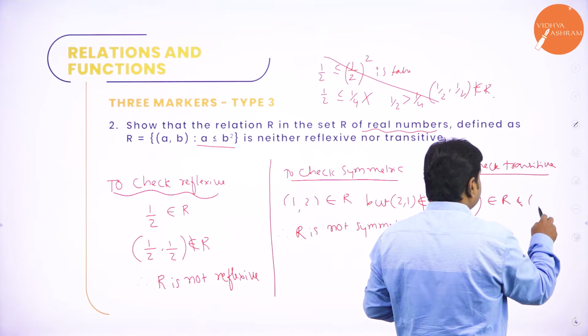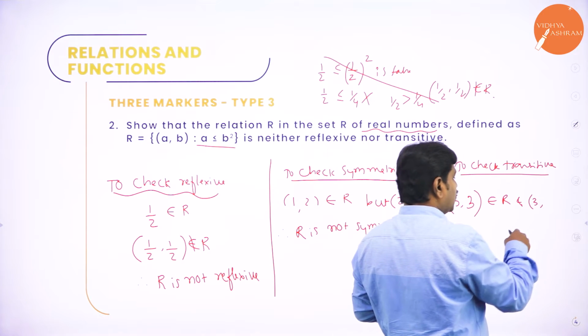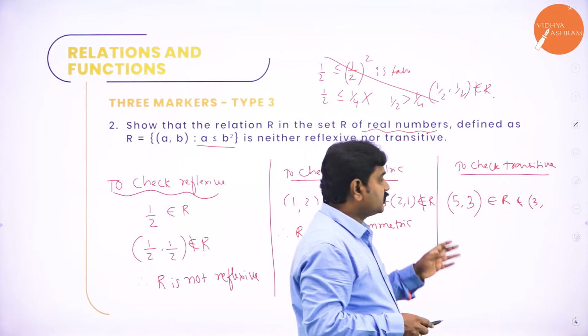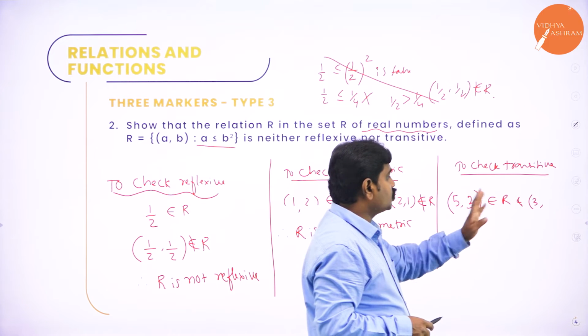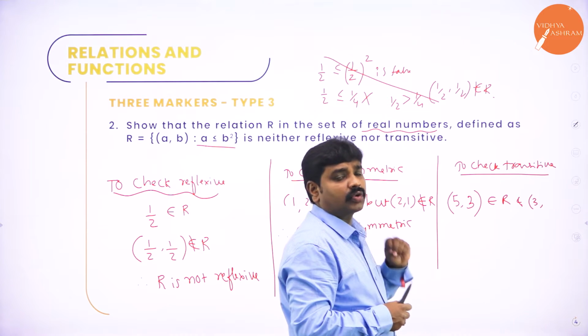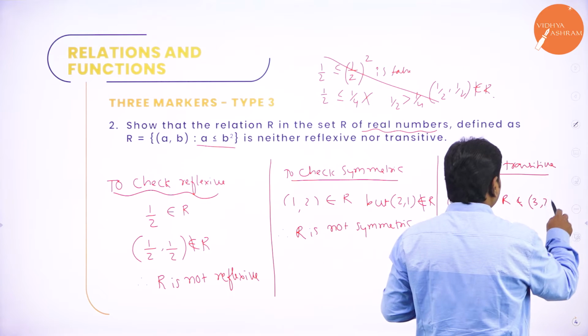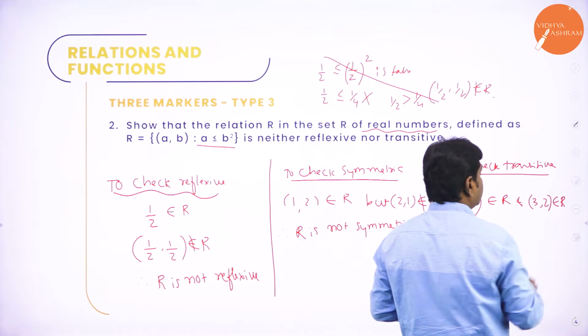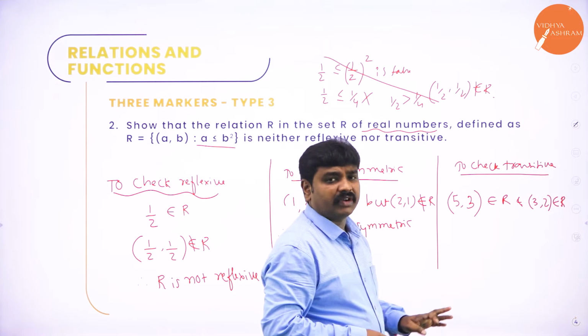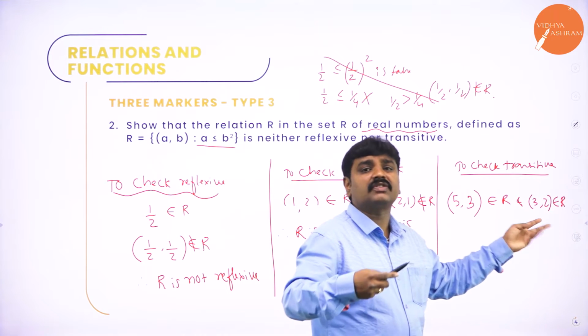And 3, 2: 3 less than 2 square. What is 2 square? 4. 3, 2 also belongs to R. Interesting. 3, 2 belongs to R. Why? Because 3 is less than 2 square. 3 is less than 4.